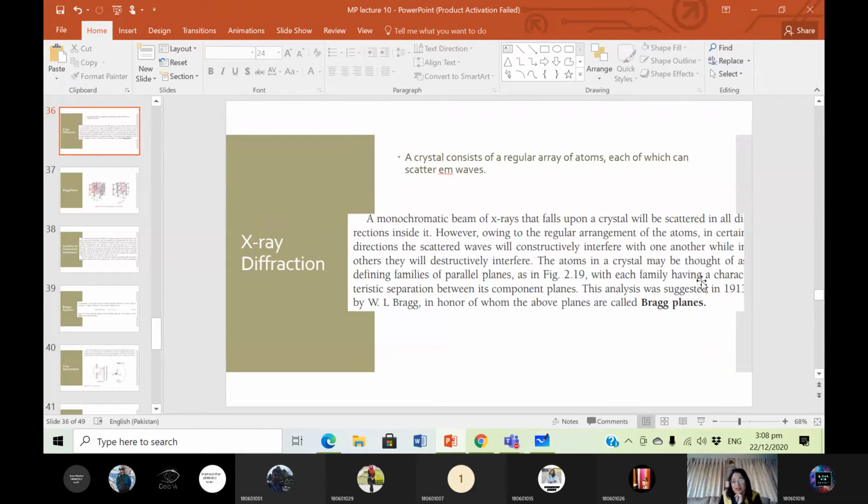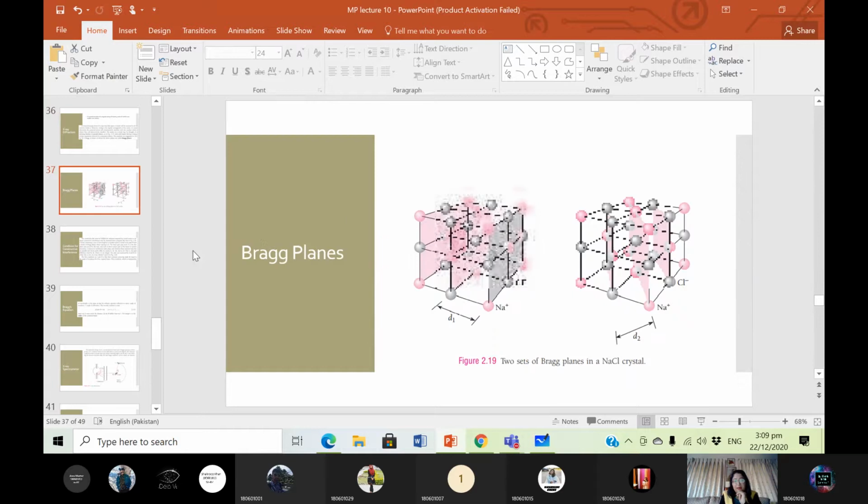So basically, atoms in a crystal can be thought of as defining what we call Bragg planes, okay? We call them Bragg planes because in 1913 Bragg was a scientist who talked about these planes, okay? So in his honor these planes were called Bragg planes. Each family of these parallel planes has a characteristic separation between its component planes. So we call these Bragg planes, okay?